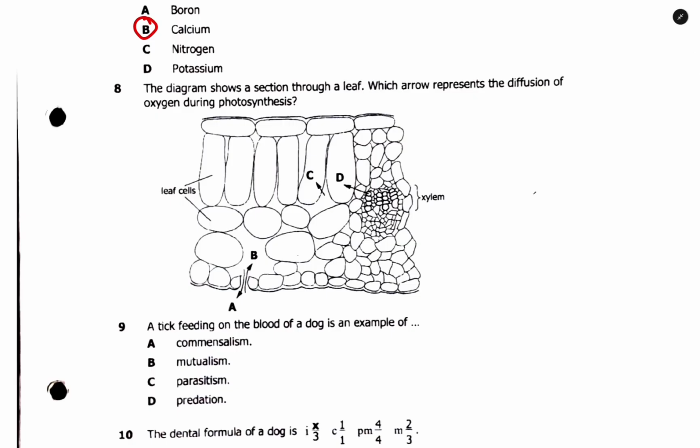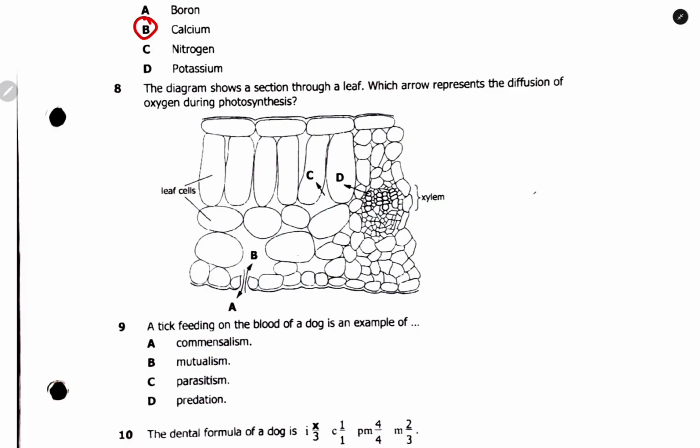The diagram below shows a section through a leaf. Which arrows represent the diffusion of oxygen during photosynthesis? Now, before you identify the arrow which shows diffusion of oxygen, you should understand that this is the top of the leaf, and this is the underside of the leaf. This is called the stomata. The stomata allow the diffusion of gases in and out of the cell.